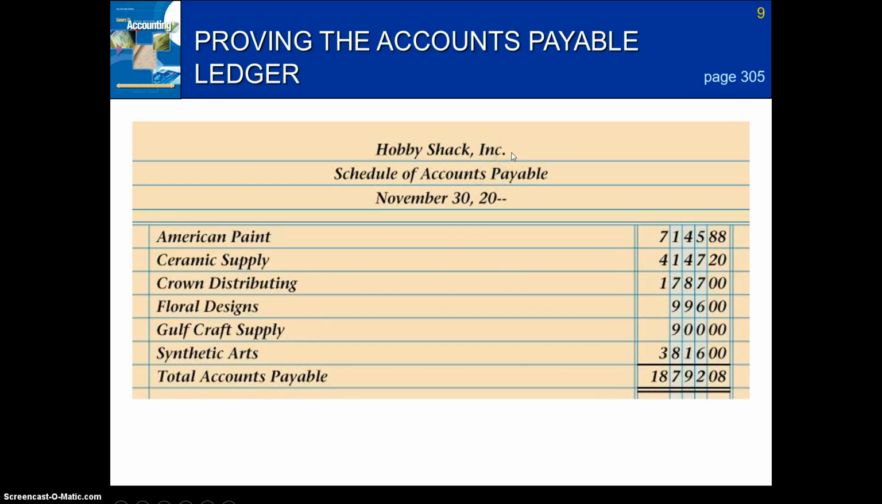Okay, just like any of our reports, the top line is going to be the name of our business. So in this case, it's Hobby Shack Inc. It is a schedule of accounts payable because this is the accounts payable subsidiary ledger. You're going to put the date, November 30th, and the year. And all we're going to do is list all of the accounts that had a balance, and the amount of the balance. You'll add those up, and then that number should be the same number as your accounts payable general ledger account.